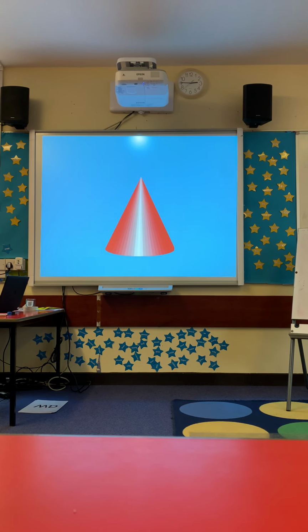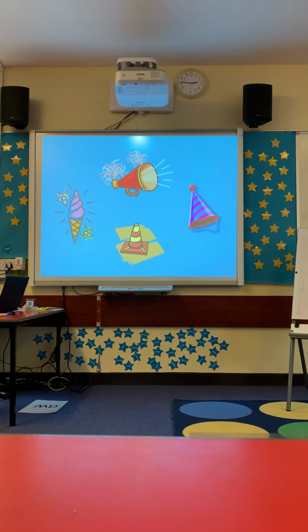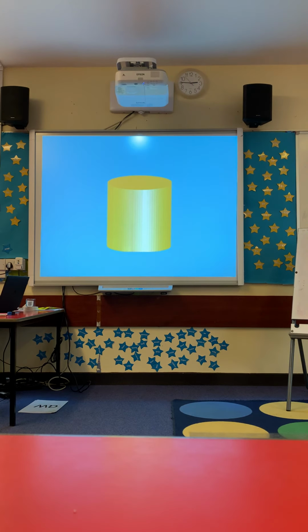What's this one? Do you know what this one is? It is a cone. Well done if you got it right. Objects in the shape of a cone? Well, an ice cream cone probably. A cone from the side of the road. Party hat.